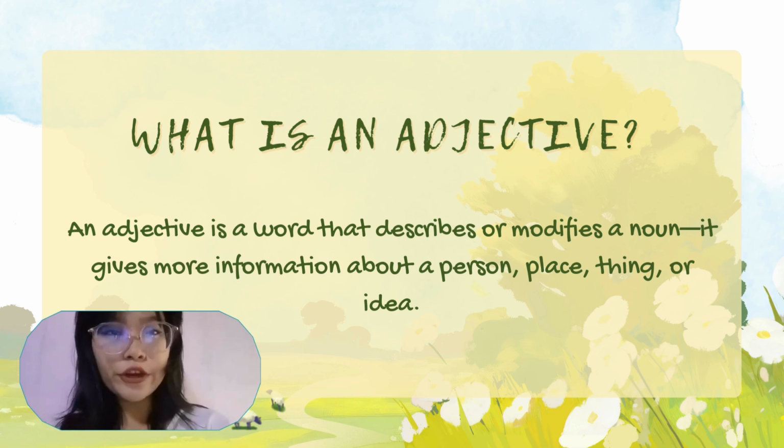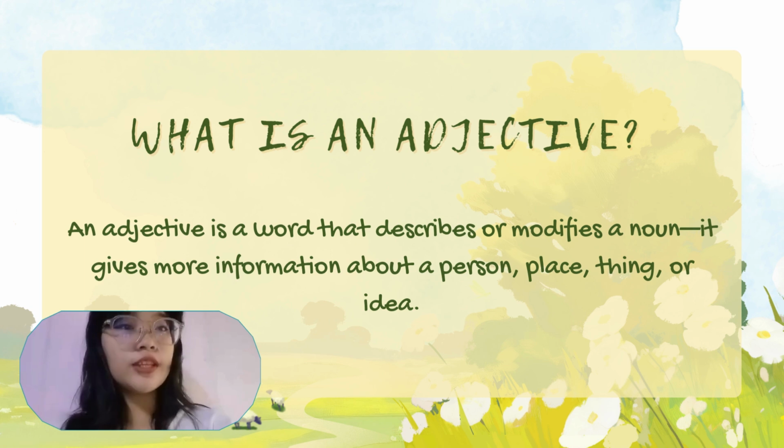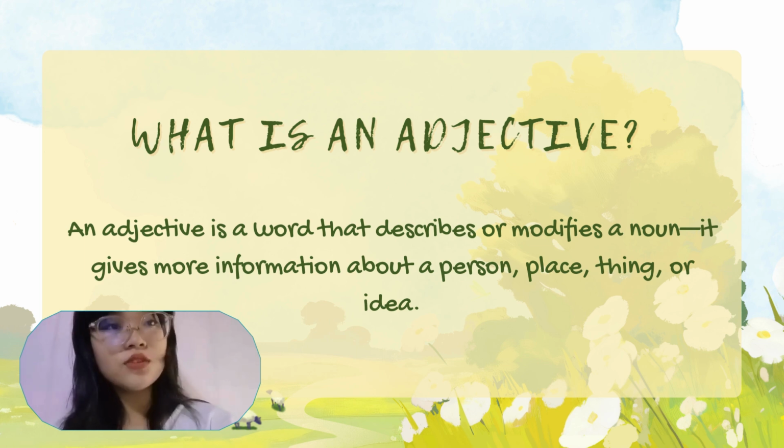So, let us know first what adjective is. An adjective is a word that describes a noun or modifies a noun. It gives more information about the place, things, ideas, or person. So, an example of it is that she wore a red dress. The red here is the adjective as it modifies or describes the dress, which is a red dress.